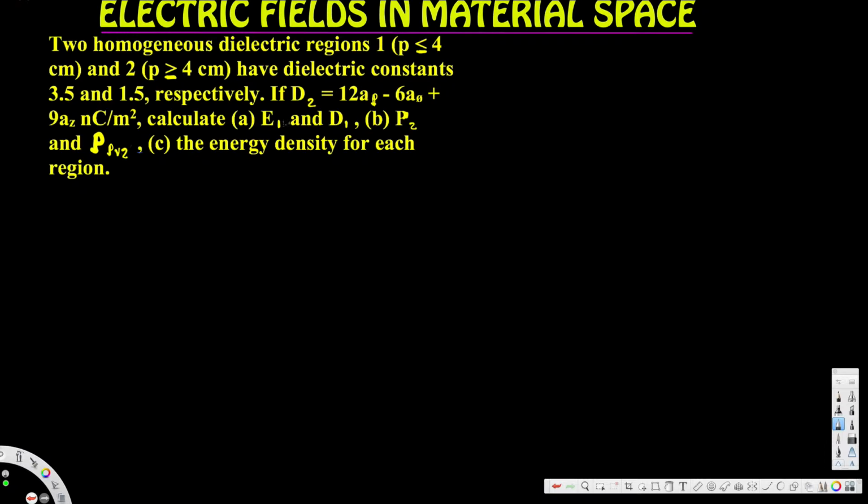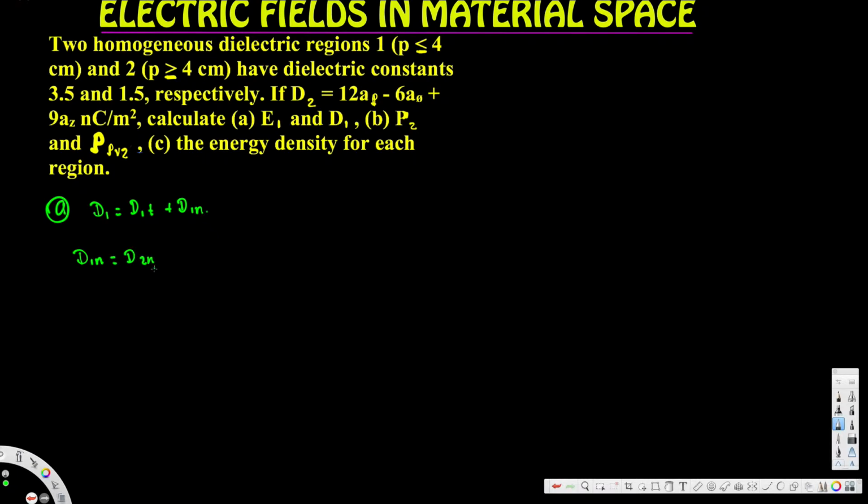Okay, now let's start with the A. A is asking to calculate E1 and D1. Now in order to calculate D1, we have to know what D1T is, and also we have to know D1N. Right, now let's see how we can find this one. First of all, we have to know that when we deal here, we are dealing with a dielectric interface. So when we have a dielectric interface, D1N is equal to D2N.